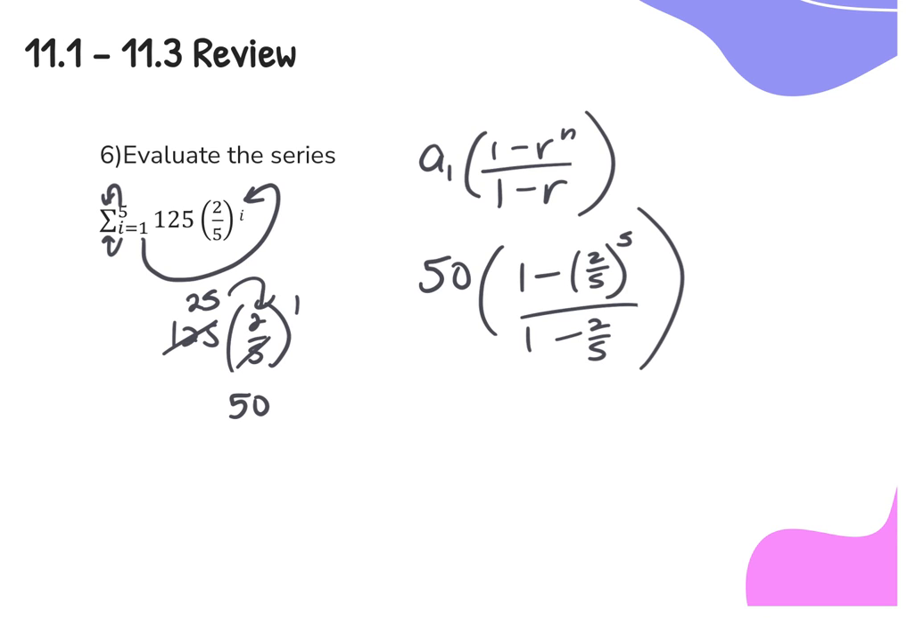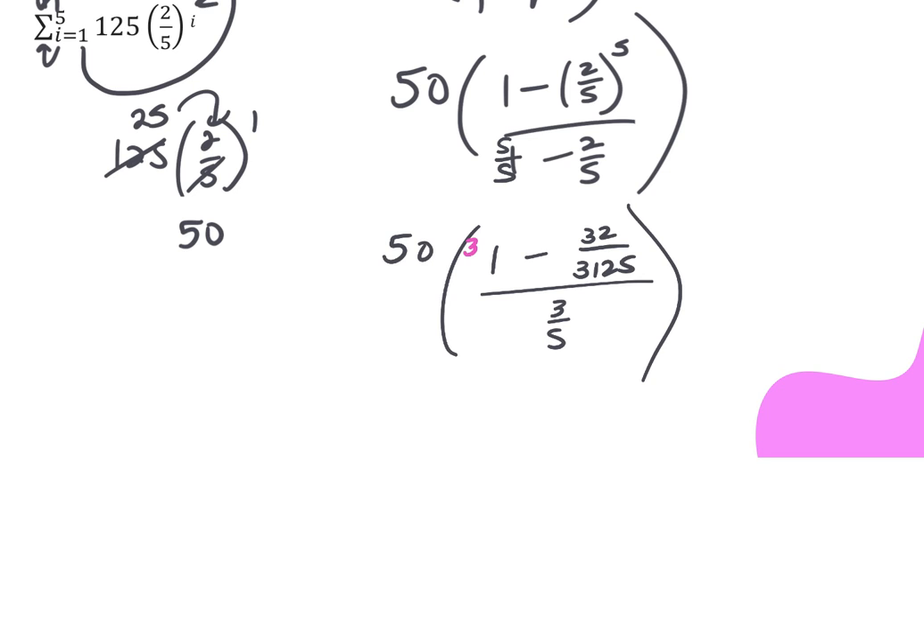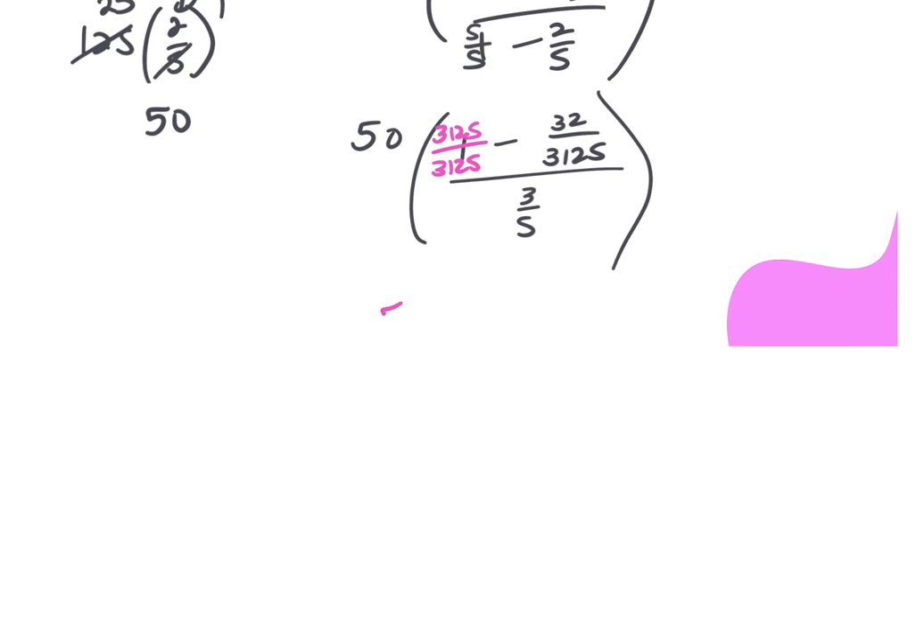Instead of going all the way through, I would raise 2 to the 5th. I would raise 5 to the 5th. I get 50 times 1 minus, this is 32 over 3,125. This would be 5/5. So this would be 3/5. This is 3,125 over 3,125. I get 50 times 3,093 over 3,125 over 3/5.